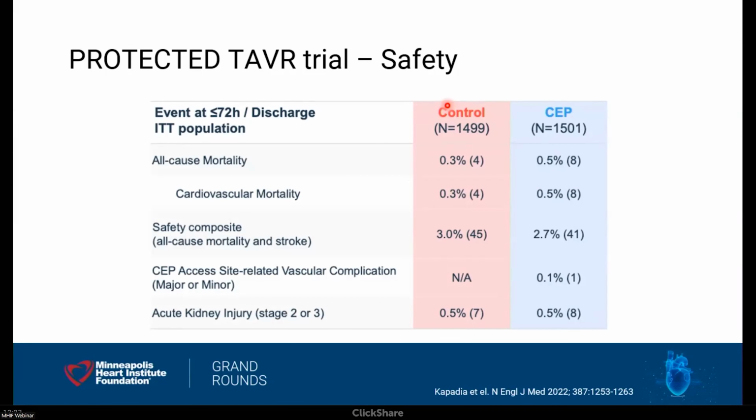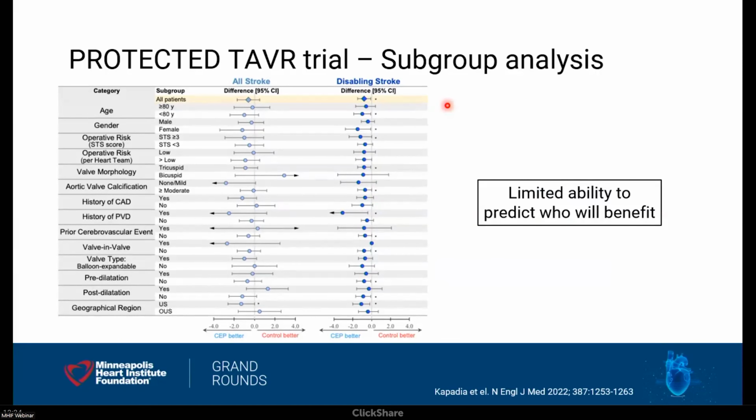Looking at its safety, it was a safe device with very low all-cause mortality, low rates of access site complication, as well as acute kidney injury, which is very consistent with the data we knew from the IDE trial. The last point that brought up a lot of discussion is that we cannot really predict who's going to have a stroke, which subgroups are the higher risk ones, and which ones should be using the device or not. There was no difference in any of the subgroups they analyzed.